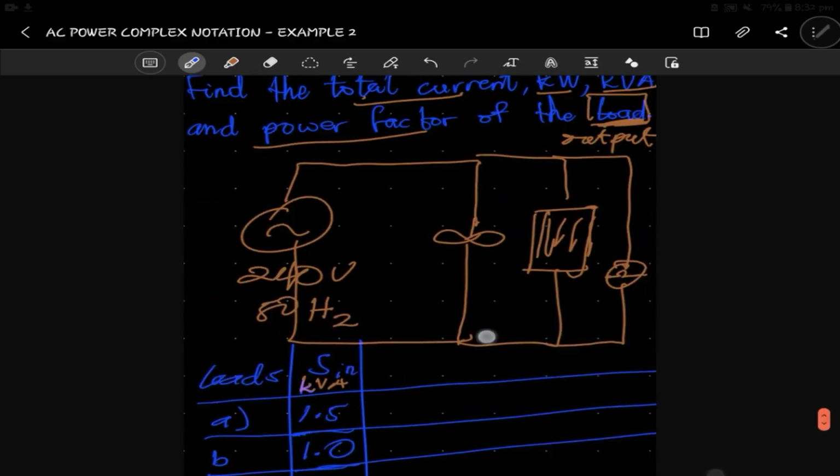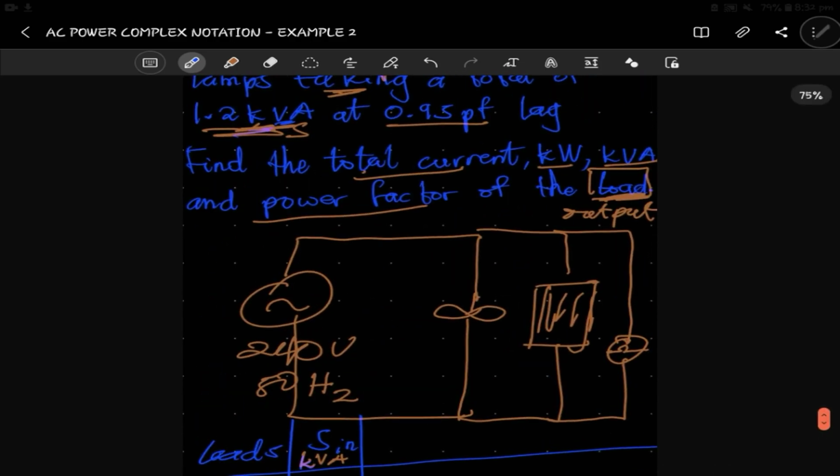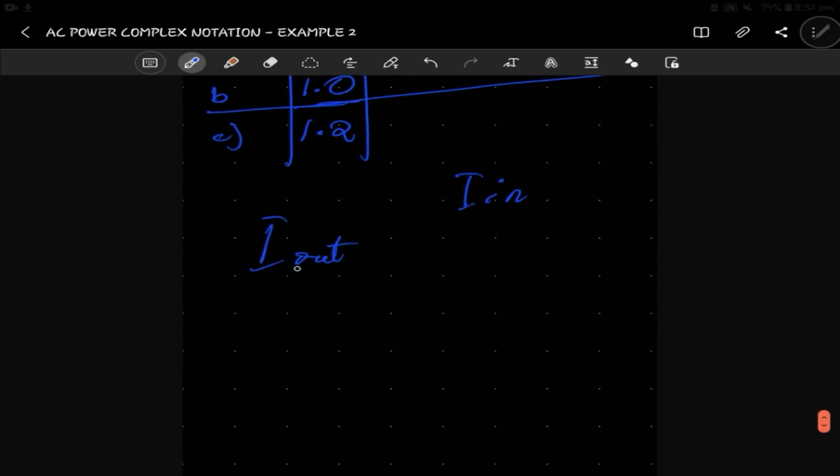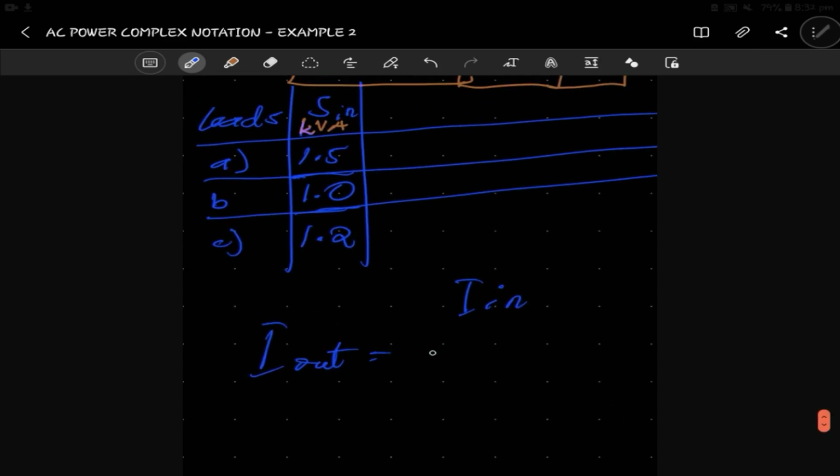So before we can find the current, we have to find the total input power, right? Because the current that we are asked to find is the current output, but we can't use current input to do that, because we don't know the total power factor. So we have to find the power output. To do that, we need S output, and we need V output, right?